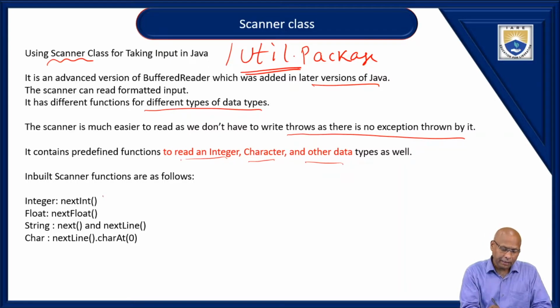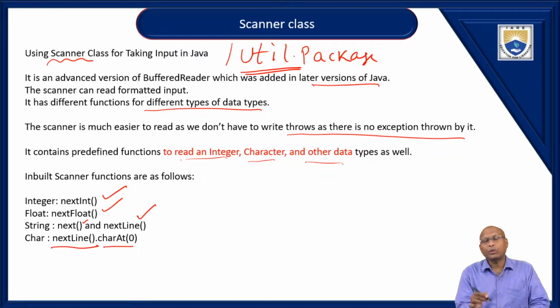For integer, the function is nextInt. For float, nextFloat. For double, nextDouble. For boolean, nextBoolean. For string, you can use either the next method or the nextLine method. For character, next line dot character. So using these methods, you can read the corresponding primitive data. So from now onwards, you can use the scanner class to read various kinds of data.